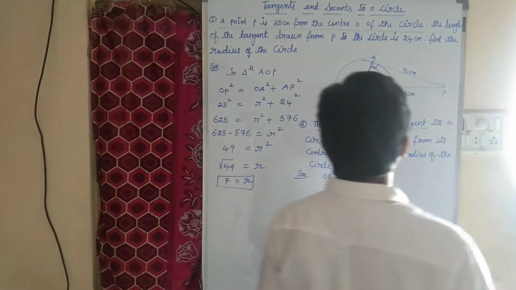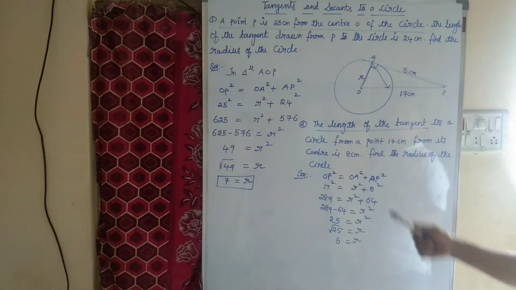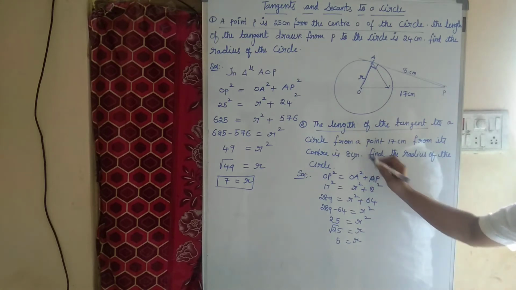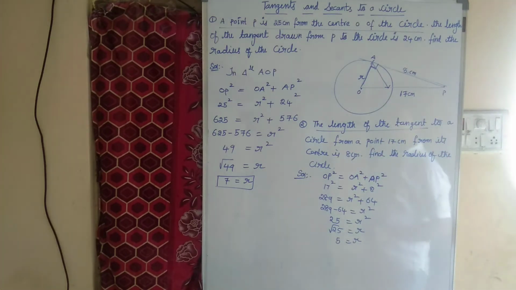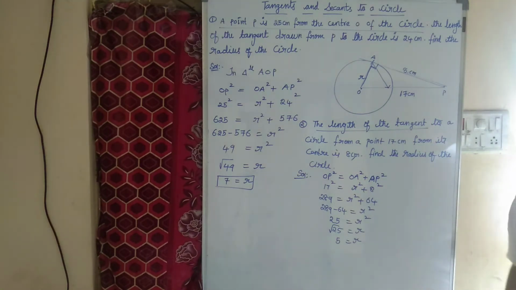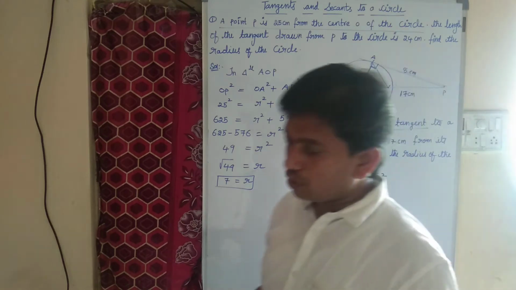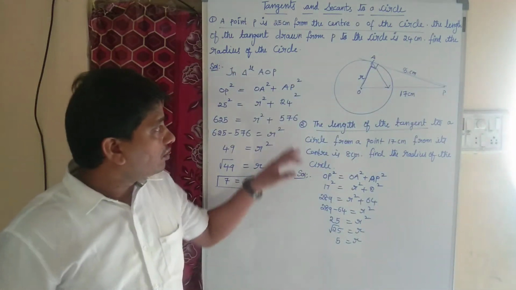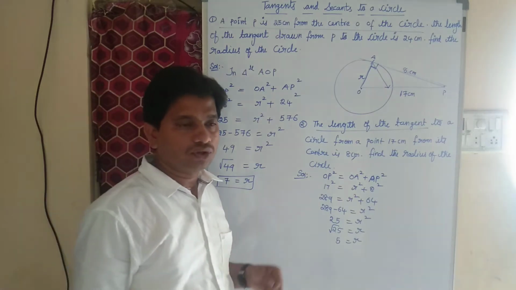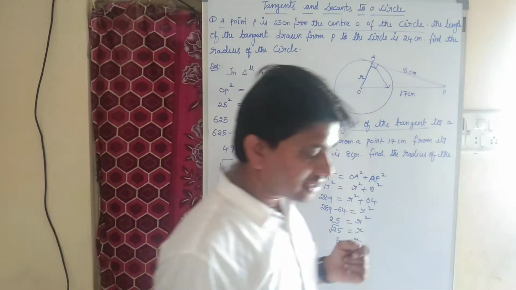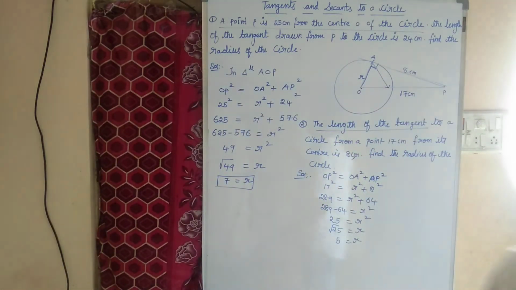Children, did you understand? The given length of the tangent is 8 cm. The point is 17 cm from its center, right? So they are asking to find the radius of the circle. In a similar manner, OP square equal to OA square plus AP square. So this type of problems they are asking in the public examination.